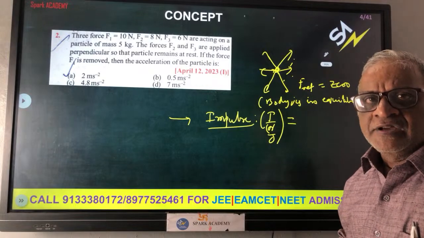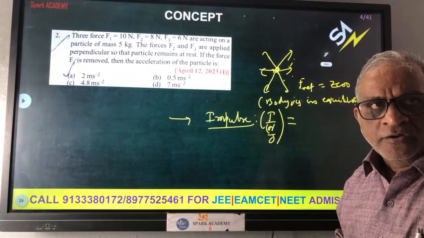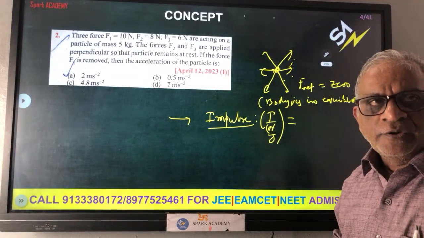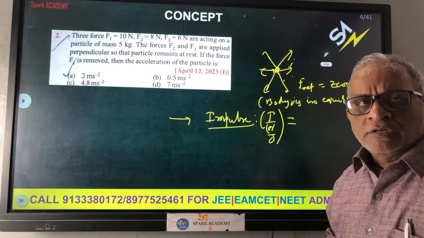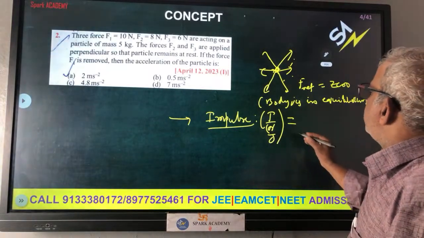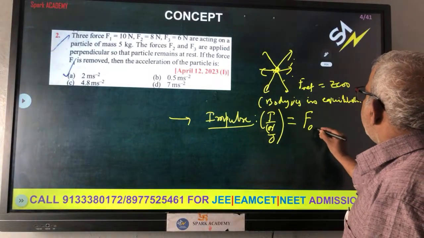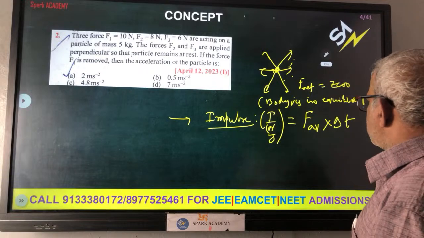If you want to use equations of motion, a equal to v minus u by t, v square minus u square is 2as, s is equal to ut plus half at square, the acceleration and force should be constant. Most problems deal with constant force only. But for impulse, the force is variable. That's why we write average force into delta t. During collision it will happen like this.